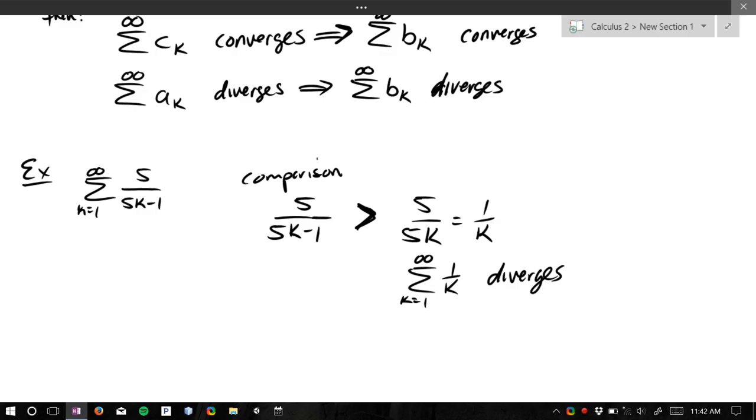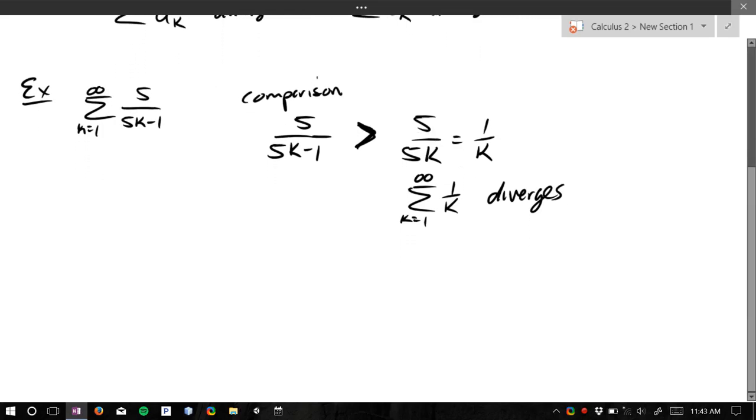Now, we would have a huge problem if that minus 1 was a plus 1. Our comparison test would be absolutely useless. So this one worked out because it was minus. If it was plus, comparison test would not be useful at all here. All right, so that diverges. So by the comparison test, our original series must diverge also.